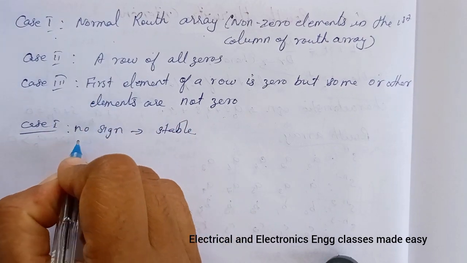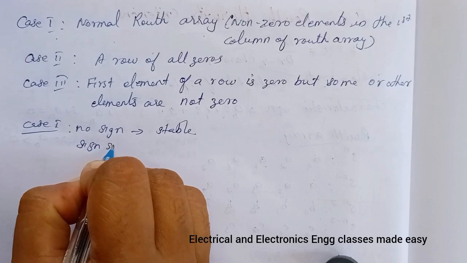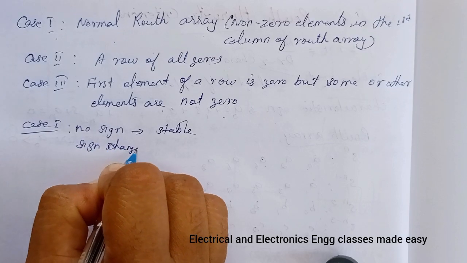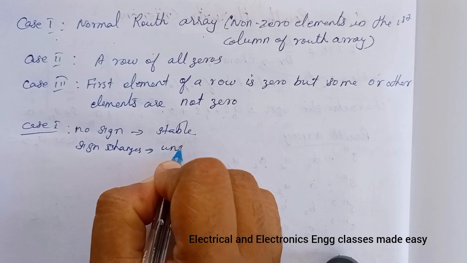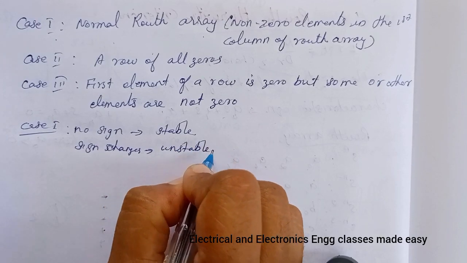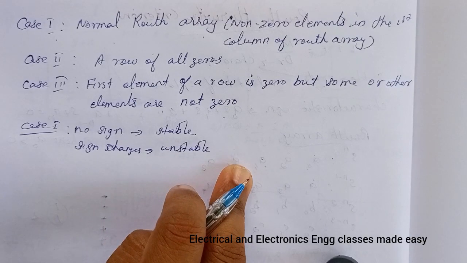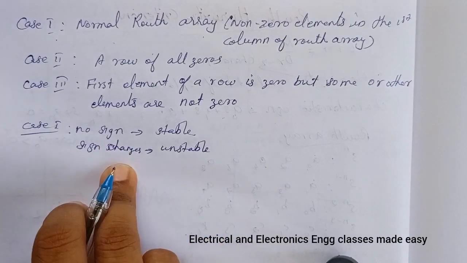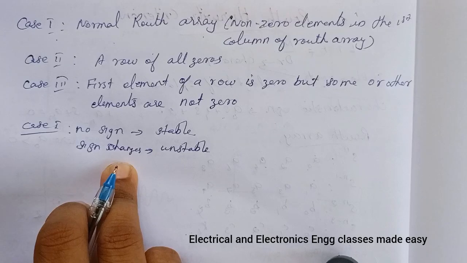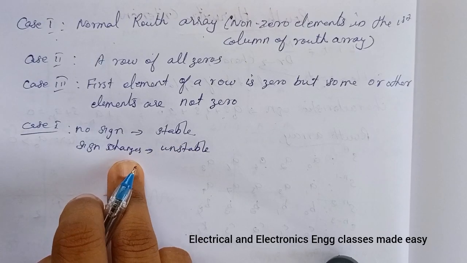And if there are sign changes, then the system is unstable, and the number of roots lying on the right half of S plane is equal to the number of sign changes, and the remaining roots are lying on the left half of S plane.